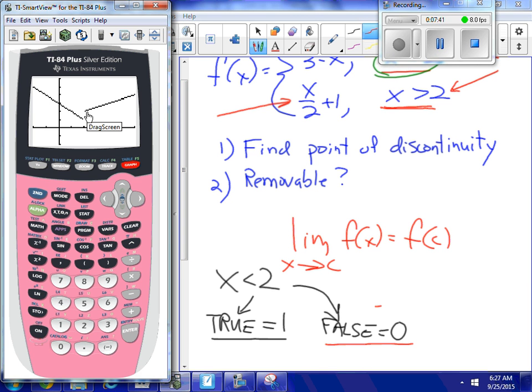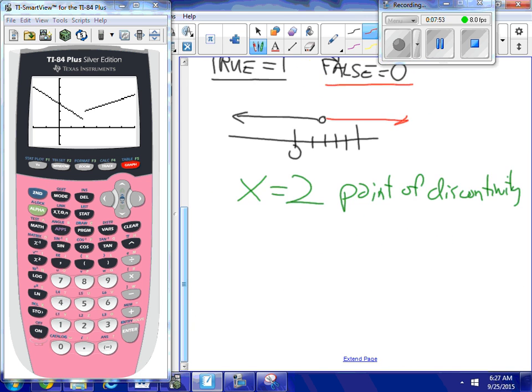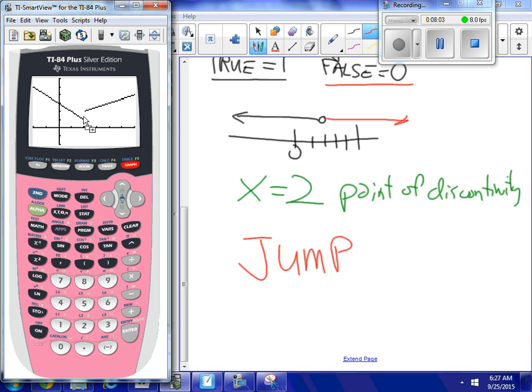If I had the same limit coming from the left and coming from the right, then I could define a point and make it continuous. But since this is a jump discontinuity, I'll write that down here, big letters. This is a jump discontinuity. There is no point that I can assign at the value of x equals 2 that would make those two connect and make that a continuous function.